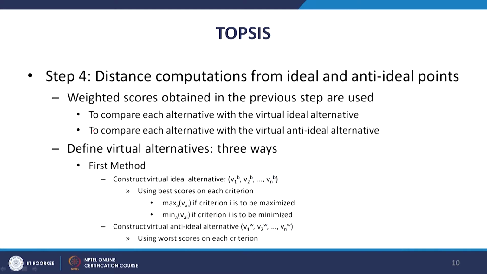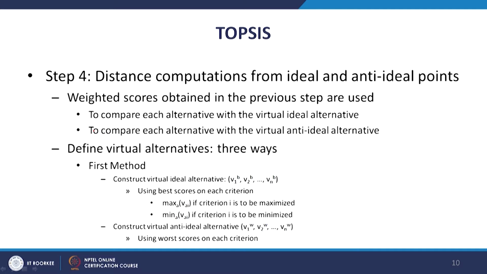So, among all the scores for each of these alternatives, with respect to a particular criterion, if we just look at one particular column, that would correspond to one particular criterion. For that criterion we will see which alternative has the maximum value or minimum value. If the criterion is to be maximized, then we will pick the maximum value. If the criterion is to be minimized, then we will pick the minimum value. Once this is done, we use these best scores on each criterion to construct our virtual ideal alternative.